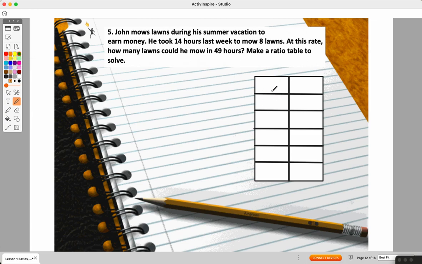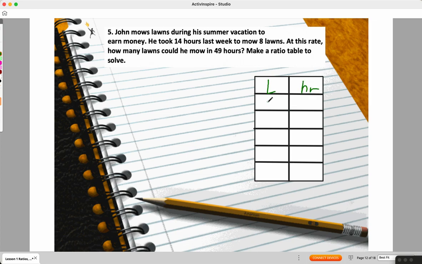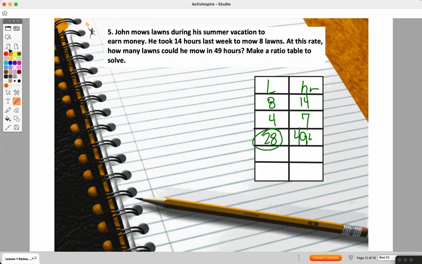All right, so let's see how John does his stuff. So we're going to put lawns to hours here. We start with our first one. He does 8 lawns in 14 hours. I need to get to 49. I really can't jump from 14 to 49. It's not equal, but I can say, oh, these are both even again. Go to 4 to 7. And then I can go, oh, 7 times 7 is 49. So that makes an equivalent ratio, and I can do the same idea here. That's times 7, so is this. So he's done 28 lawns in 49 hours.